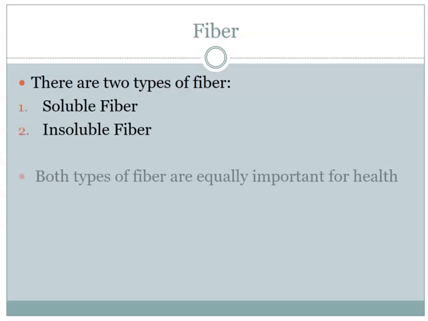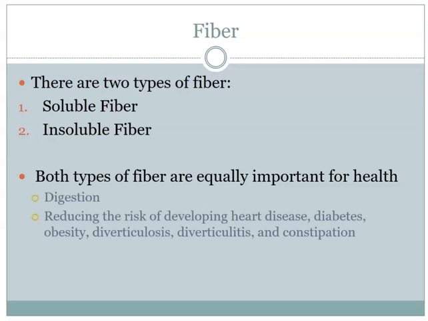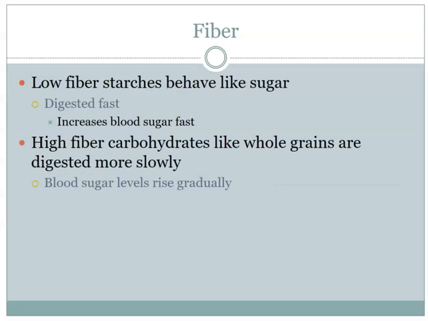So soluble fiber and insoluble fiber. Both are important in health. It's not important to necessarily know the difference, but just know that there are two different types. They aid in digestion. They help reduce the risk of developing heart disease, diabetes, obesity. You can look up those things. Constipation. Constipation is a big one. They're helping to get things out of your body quicker and easier, adding roughage to your diet. And then they keep you full for longer.